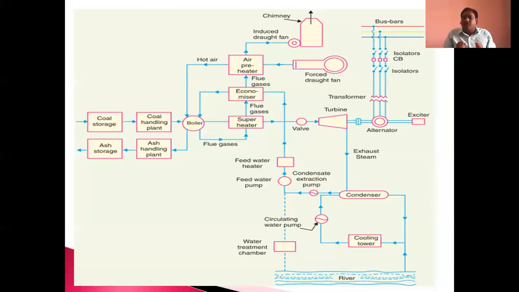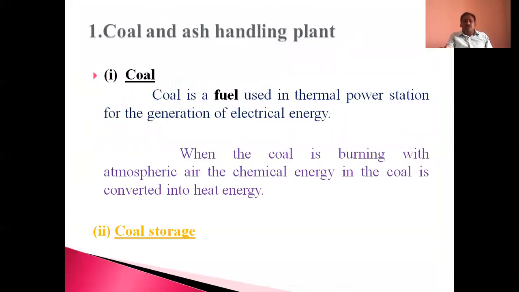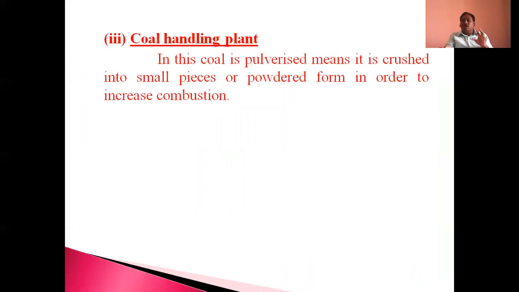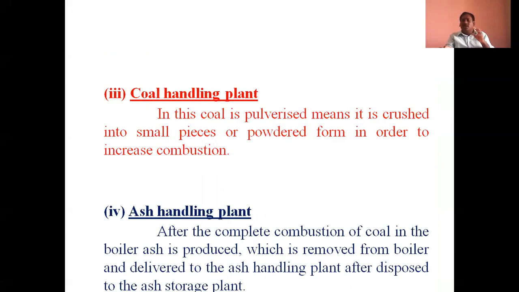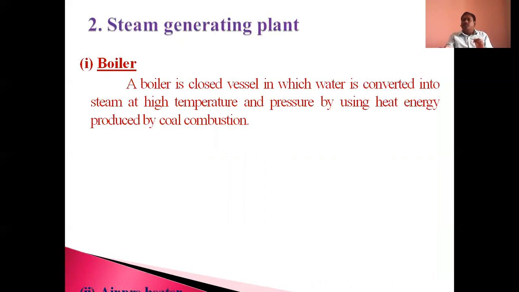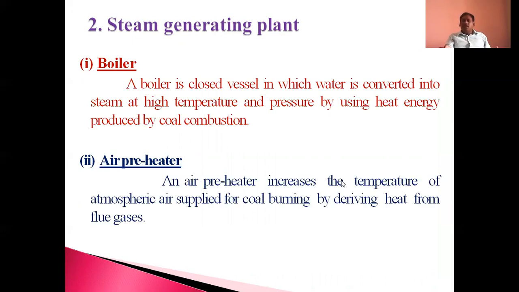Temperature to the air means some part of the heat energy is delivered to the air from this air preheater. That means the burden of coal combustion can be reduced. That is the significance of the heat taken from the flue gases. The burden of coal combustion can be reduced, then thermal efficiency can be increased. What is the function of the air preheater? The air preheater draws heat from the flue gases, more than the superheater and economizer do, and gives it to the air drawn from the atmosphere. That's why the air preheater increases the temperature of atmospheric air supplied for coal burning by deriving heat from flue gases.